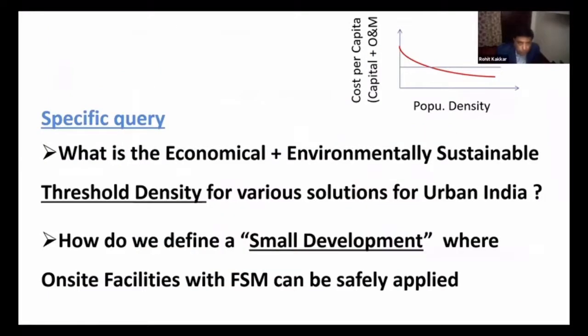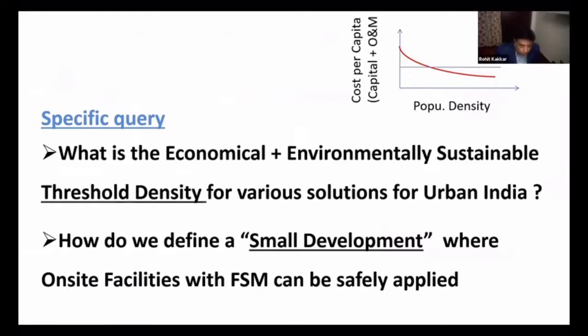So this is one specific query which will always come and which I always raise, because, like I said, there is no final solution for this. You have to decide for your town what is that economical plus environmental sustainability threshold density for various solutions to be adopted in your town, a combination of various solutions.